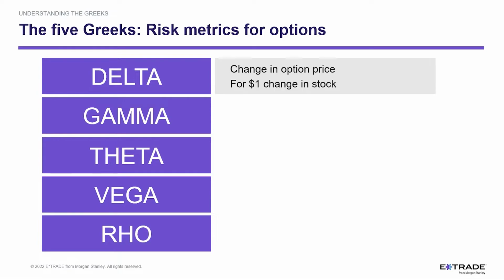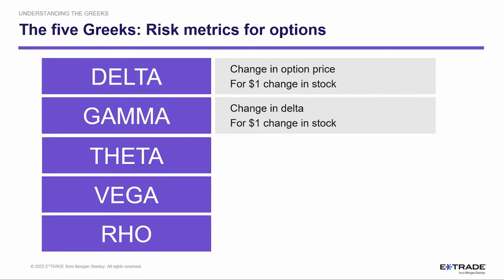So, for example, a very simple one to understand is the delta. The delta tells us how much an option is expected to change if the stock moves $1 up or down. Gamma tells us about delta because delta changes too. So gamma tells us how much delta will change if and when that $1 move occurs in the stock. Okay, so delta and gamma tell us how the price of the option responds to the price of the stock.